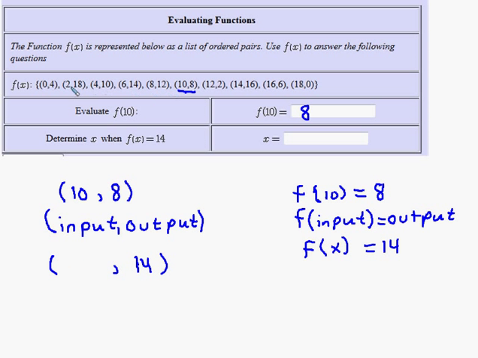So looking through here, I see 2 points with the number 14 in them, but I want the one that has 14 as the second coordinate. This point tells me if 6 is the input, 14 will be the output. Since I now know the input's 6, I can go over here and say, okay, the x value, the input that makes the output 14 would be x equals 6. You could look at it as f of 6 equals 14, or you can look at it as, since we replaced x with 6 here, we're saying that x equals 6 is the solution to that question.